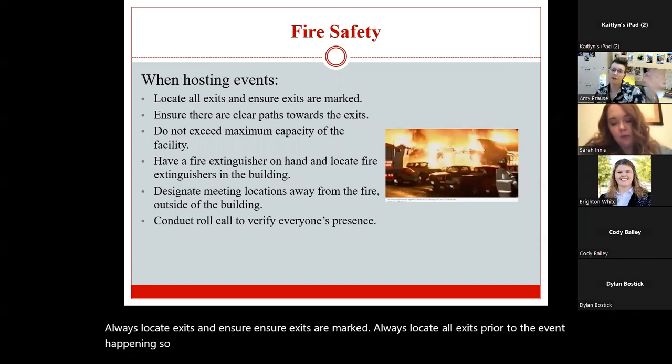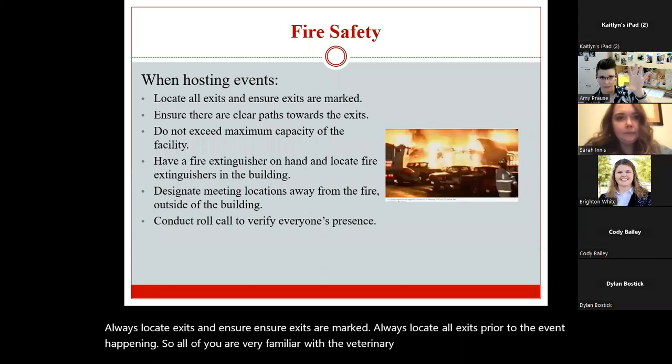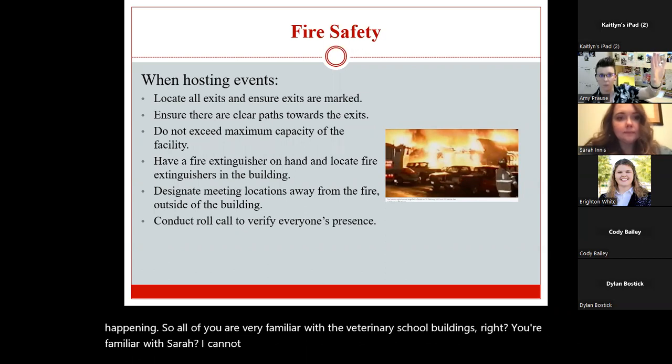So all of you are very familiar with the veterinary school buildings, right? You're familiar with, Sarah, I cannot remember the name of the farm with the friendly cows.